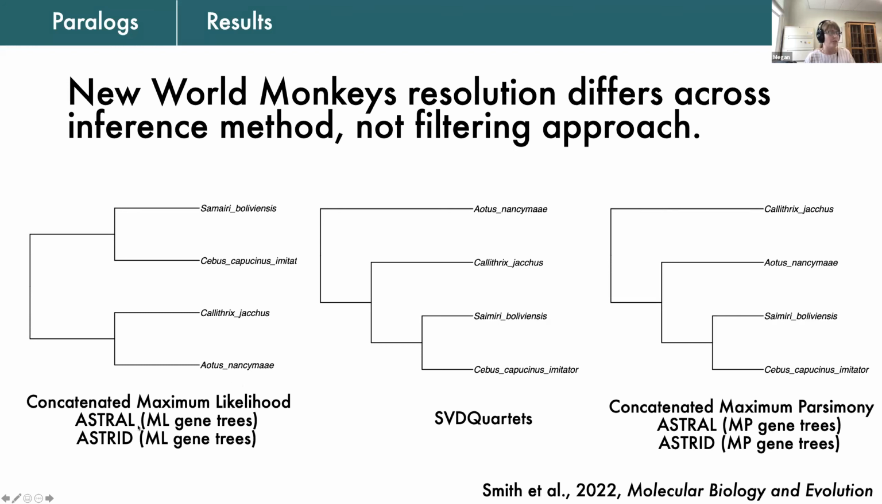When we used Astral or Astrid with maximum likelihood gene trees as input, we got the same tree. But when we used SVD quartets, we resolved a slightly different tree. And when we used maximum parsimony, or Astral and Astrid with maximum parsimony gene trees as input, we found a third topology. And so it appears that this difference is due to something other than the inclusion of paralogs.